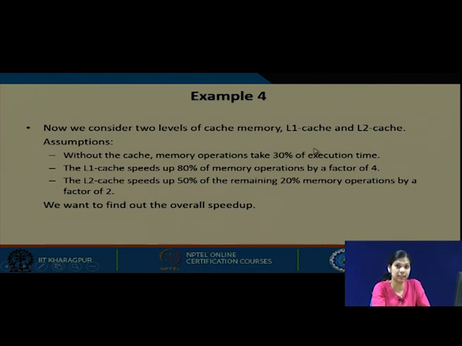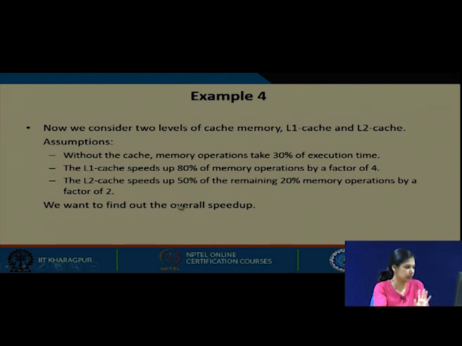Now, out of the total execution time, only memory operation is 30%. Out of that 30%, when L1 cache is used, 80% of the memory operation is sped up by a factor of 4. And the L2 cache speeds up 50% of the remaining 20% of the memory operation by a factor of 2. So, out of the total execution time, the memory operation is taking 30%. Out of this 30%, 80% of the memory operation is found in L1 cache and 20% is found in L2 cache.